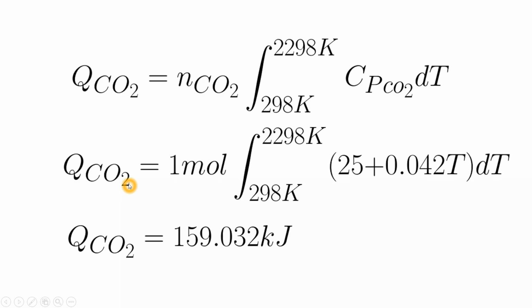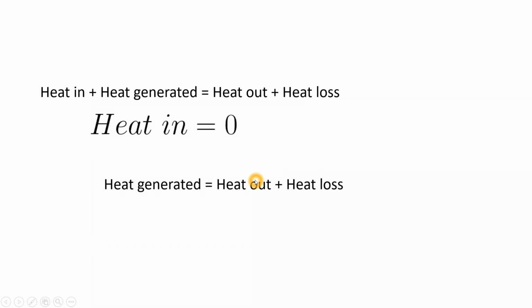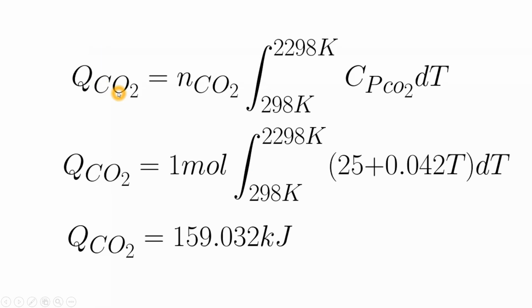Now we will see here Q of CO2. We need to calculate heat out first. In the exit stream we have two components, carbon dioxide and oxygen, right? So first we need to calculate the heat out due to CO2. Q CO2 is equal to N of CO2, moles of CO2, integral from 298 Kelvin, since the reaction is happening at 298 Kelvin, that is 25 degrees centigrade, to the exit temperature of 2298 Kelvin, of Cp of CO2 dT, and Cp of CO2 is given in the question as 25 plus 0.042 T.